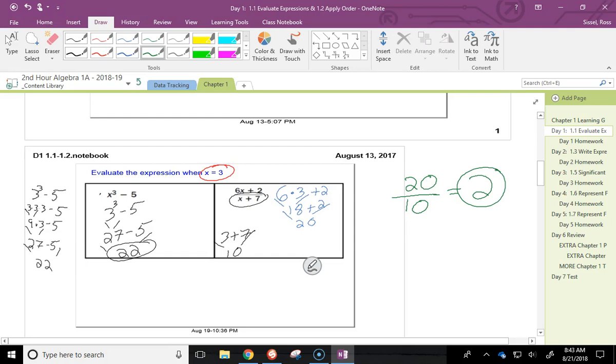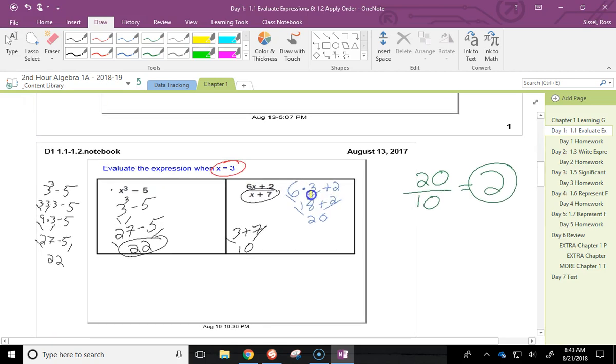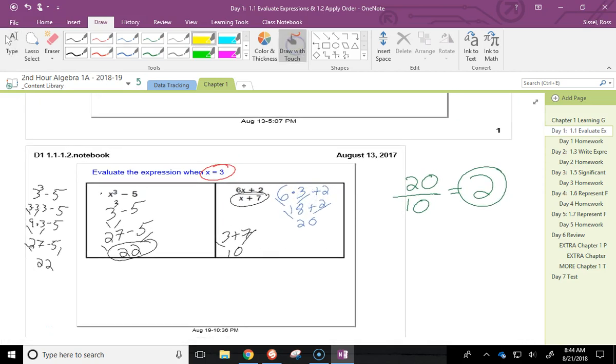Trinity, how did you get 20? Because, hope I didn't make a mistake. Okay. So we had 6x plus 2, and the x is 3. So we went right here. Right there, we did 6 times 3, which was 18. And then I still have the plus 2. So then 18 plus 2 is 20. So that became my numerator. Make sense? Awesome.